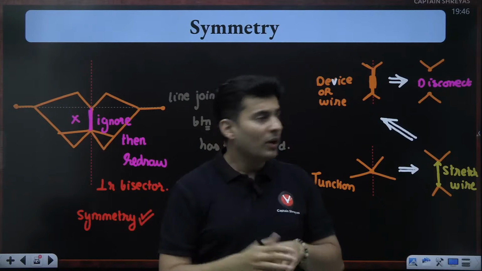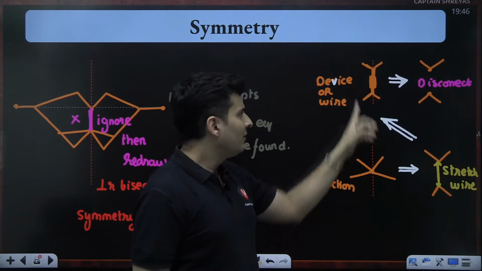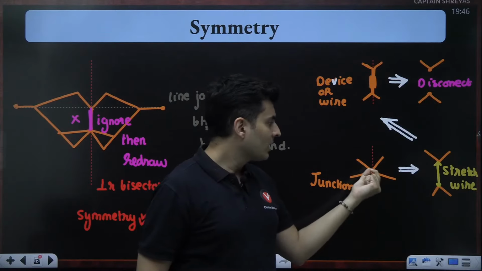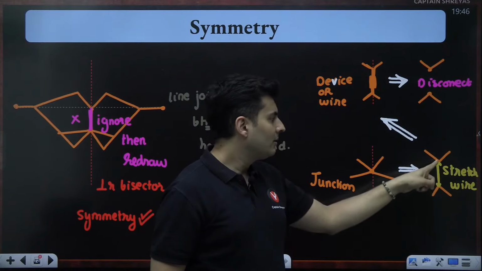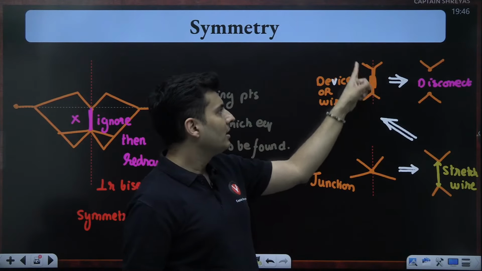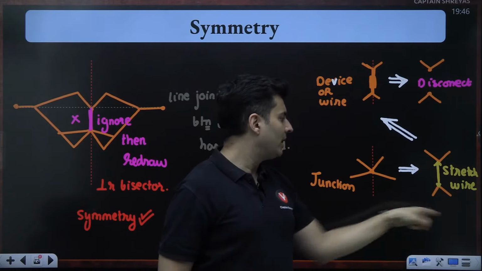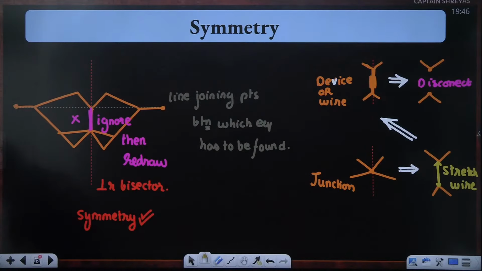Then see what is there on that line of symmetry. Is it a junction or is it a device or a wire? If it is a device or a wire, directly remove it. If it is a junction, then stretch that junction to become a wire. Once it becomes a wire, it looks like this. Now you can remove this part, disconnect it, and you will get two separate things. That's what you need to do. Is that point clear? Shall we do an example?